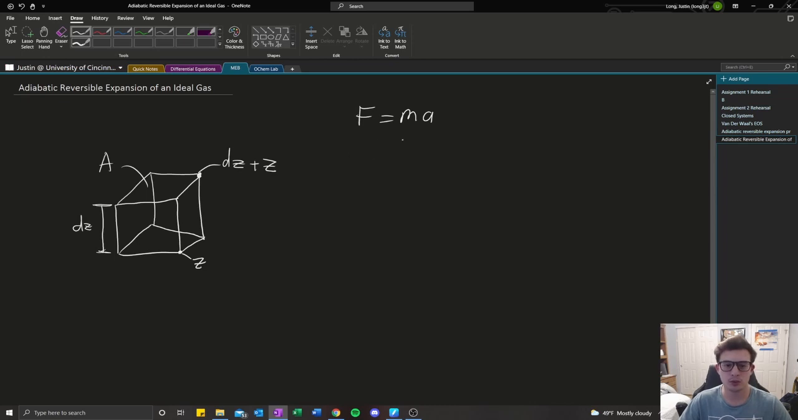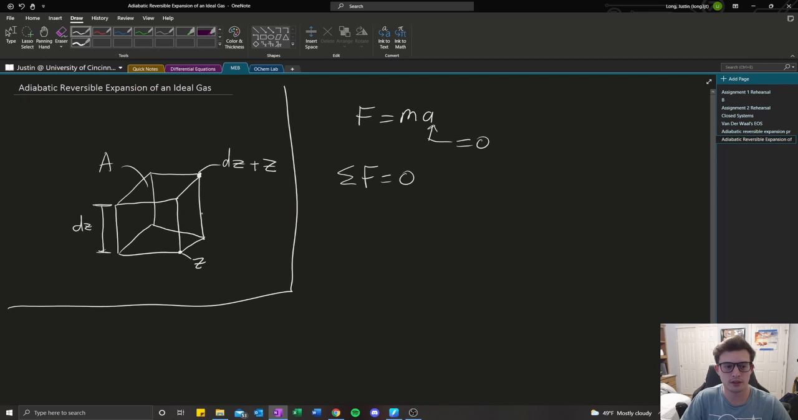So let's look at the forces. In this equation, we're looking at just a section of this liquid. We're going to say that this liquid isn't moving, so it's staying still. So this acceleration A is equal to 0, which makes the right side equal to 0. So what we can do is look at the sum of forces acting on this cube of the liquid.